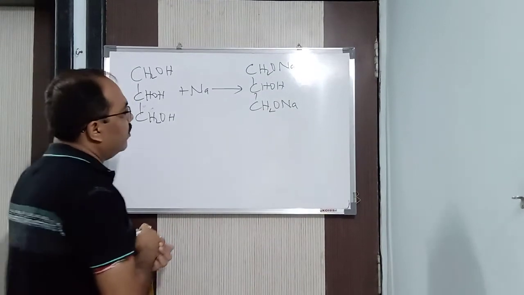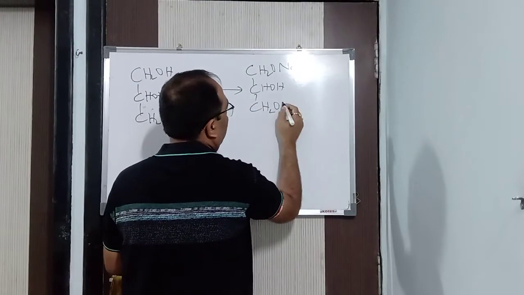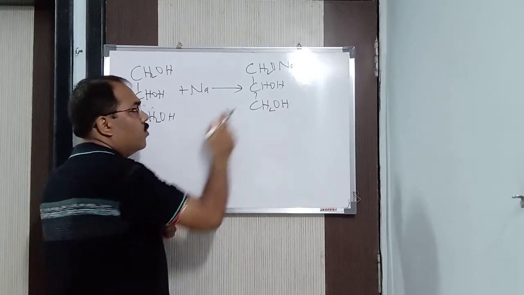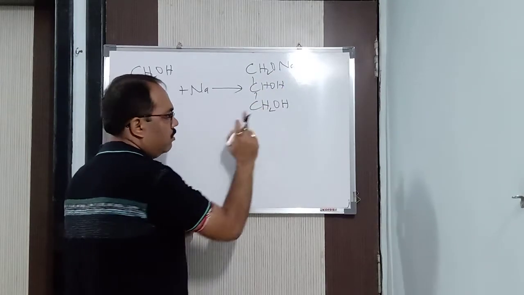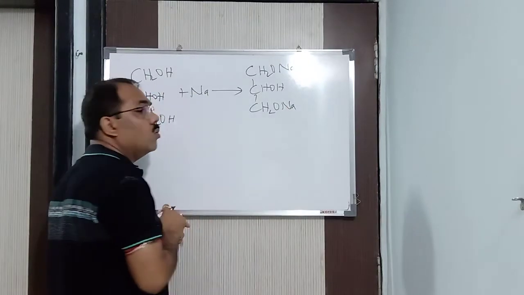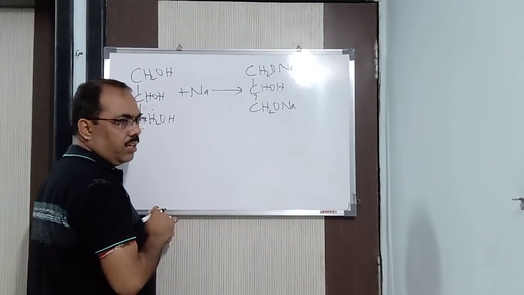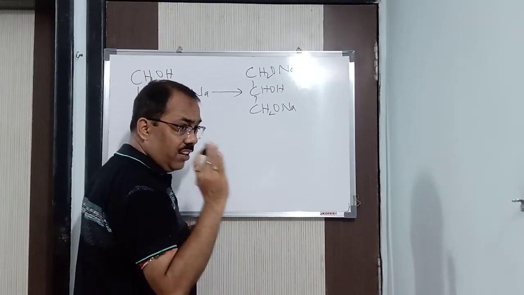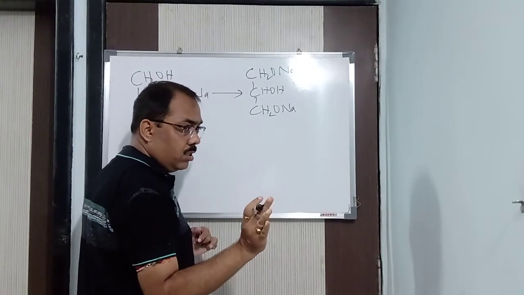Clear? If you have only one sodium, it is known as monosodium glycerolate. Now, if I replace another hydrogen with sodium, it will be known as disodium glycerolate. And if I take a higher temperature, listen carefully.